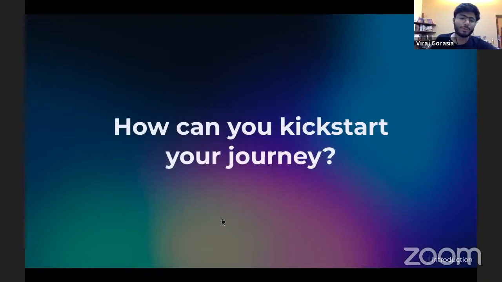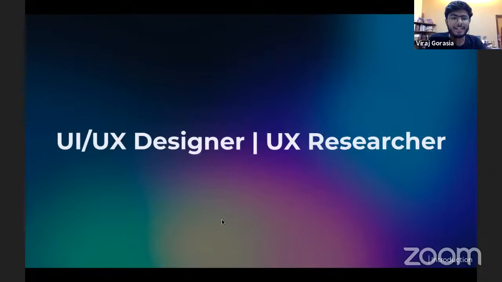And also, after this session, maybe you will have a good idea as to how you can kickstart your own journey as a UI UX designer or as a UX researcher. So disclaimer, in today's session, we are just going to concentrate upon the research part, right? Product design in itself is a huge process and it starts with research. And in today's session, we are going to talk about just that.